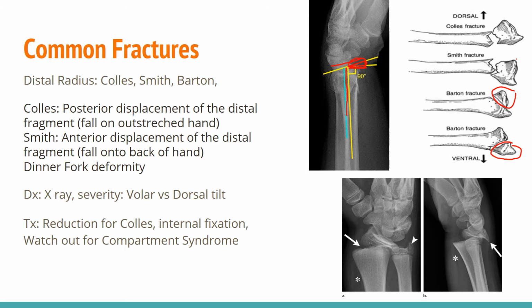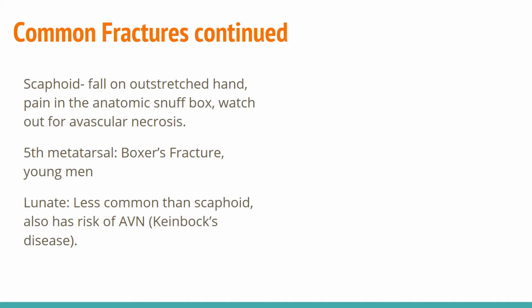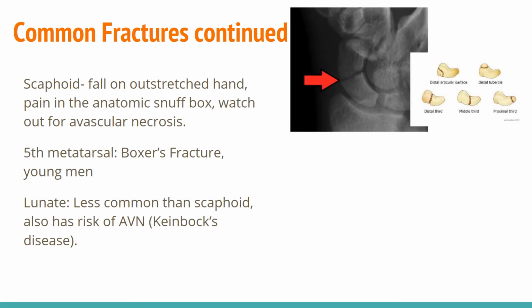In terms of treatment, you would have reduction and internal fixation for severe Colles fractures. Watch out for compartment syndrome. That can be a serious complication that definitely requires surgical intervention. Other fractures include the scaphoid fracture, which is a fall onto the outstretched hand, pain in the anatomic snuffbox, and it's important to watch out for avascular necrosis, which is a common complication.